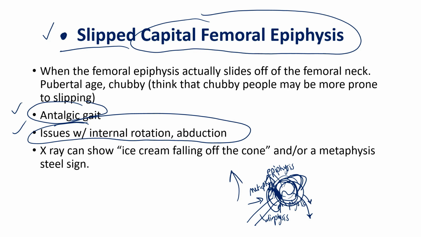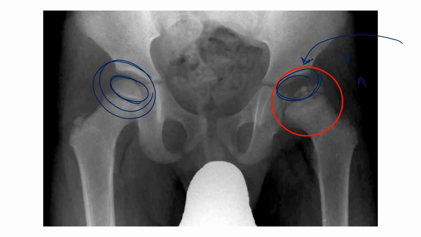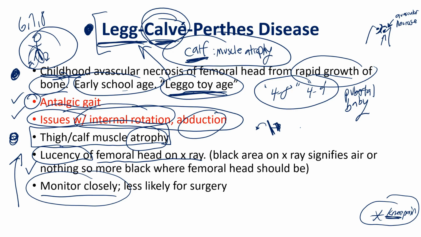The epiphysis is where the femoral head is. And so who's going to get this? It's going to be kids that are now in the age of puberty. So now we're looking at the 10, 11, 12, 13, that kind of age. It's a little bit older than the previous example. In the previous example, Legg-Calvé-Perthes disease, I said it's about 6, 7, 8.